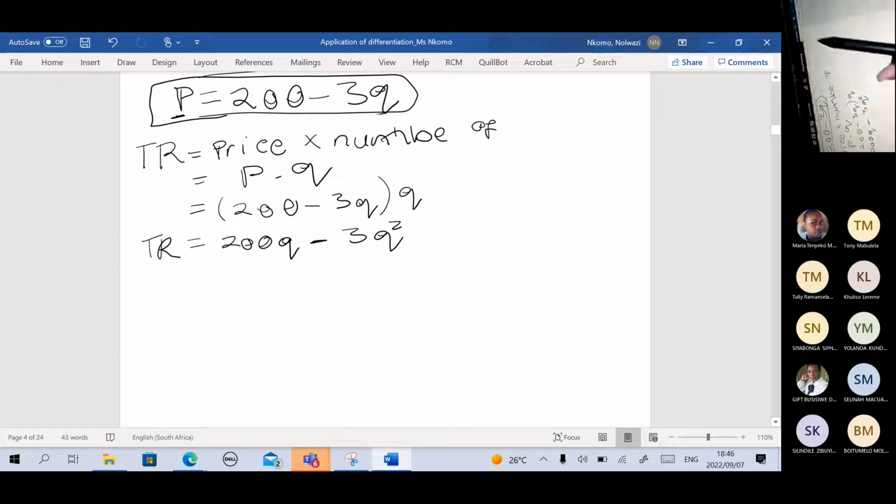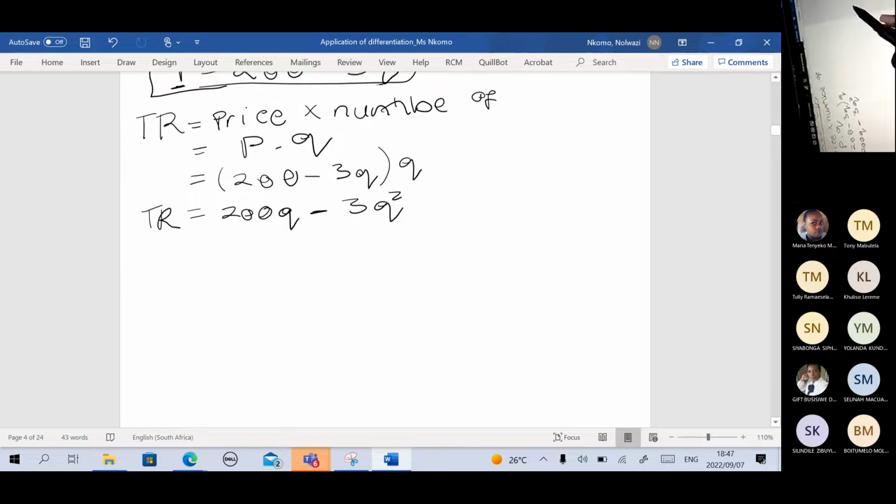Okay. Then what is the next step that we need to do? We're missing the total cost here. Remember, I said let's just maximize the total revenue only. We can do the total cost after if we can. But for now, let's try and maximize the total revenue. We want to find how many units can be sold when the total revenue is at maximum.